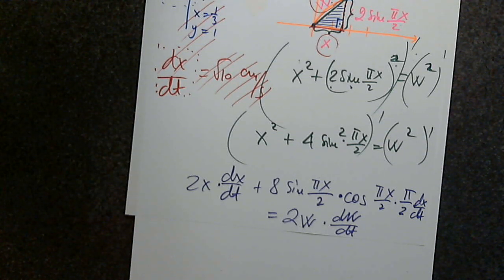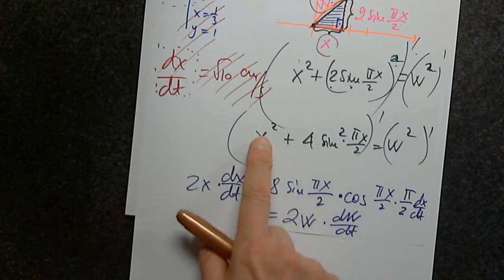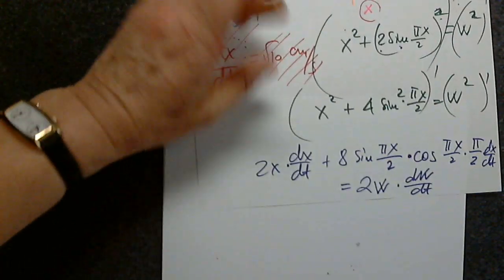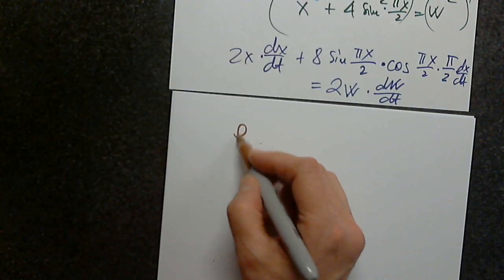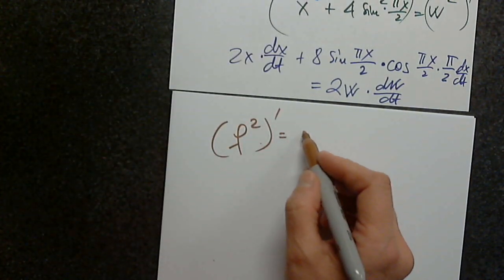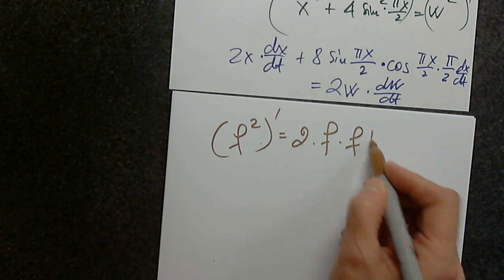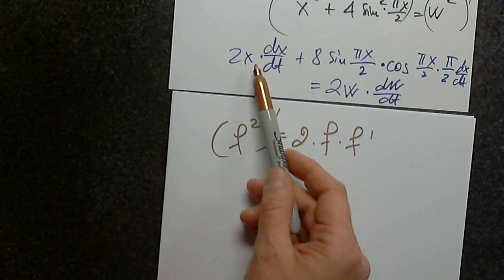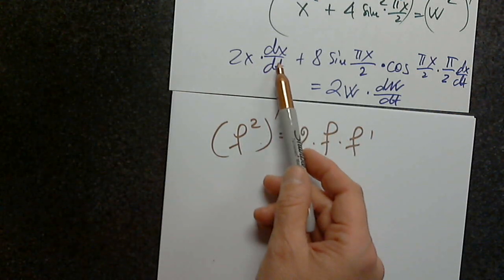When we get the x squared line, it breaks out into 2x times dx over dt. Because this is a function, basically a function to the second power, prime: 2 times the function prime. So I have 2 times the function prime.